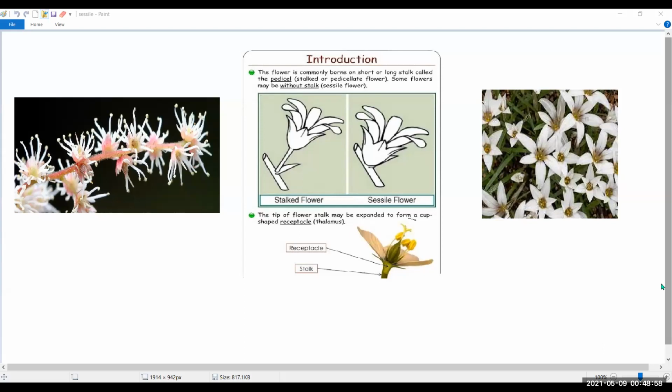Flowers are generally attached with the stem through a stalk or a pedicel. Some flowers do not bear a pedicel and are called sessile flowers. The tip of the pedicel is swollen and is called thalamus or receptacle. It is from the thalamus from where the petals and other whorls of the flower arise.